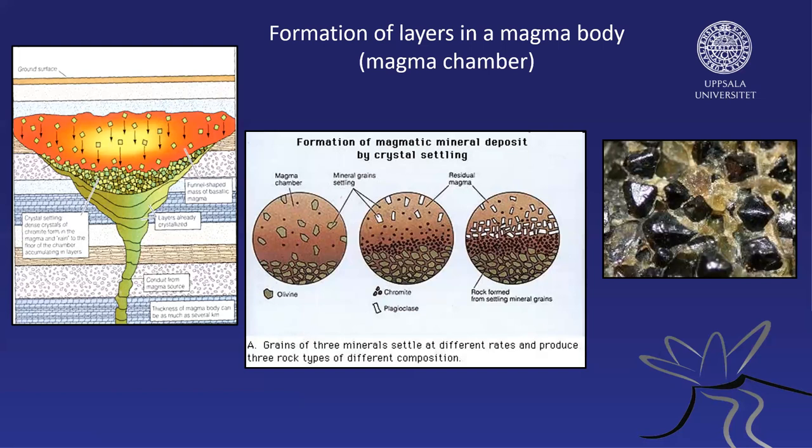And then it keeps changing. And then we switch to another mineral that is plagioclase. And then you form a layer of plagioclase. And that is the top layer in the Bushveld. That's an anorthosite.